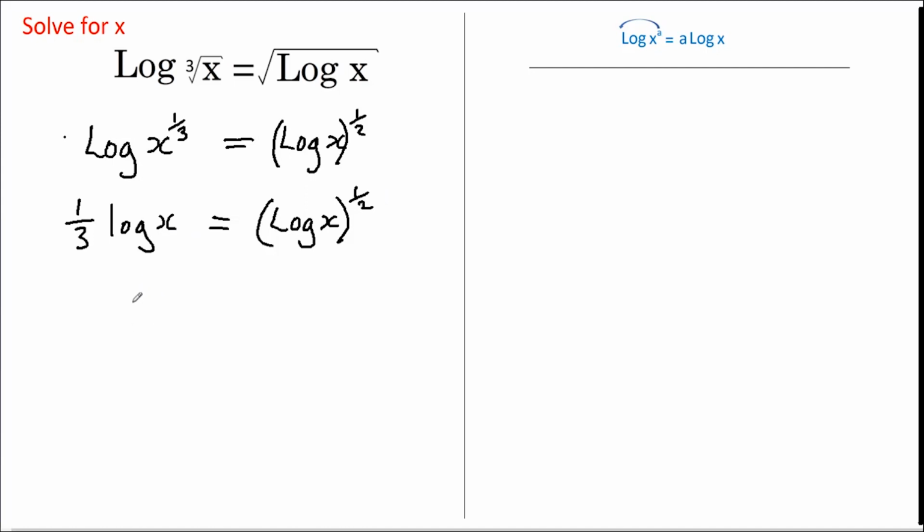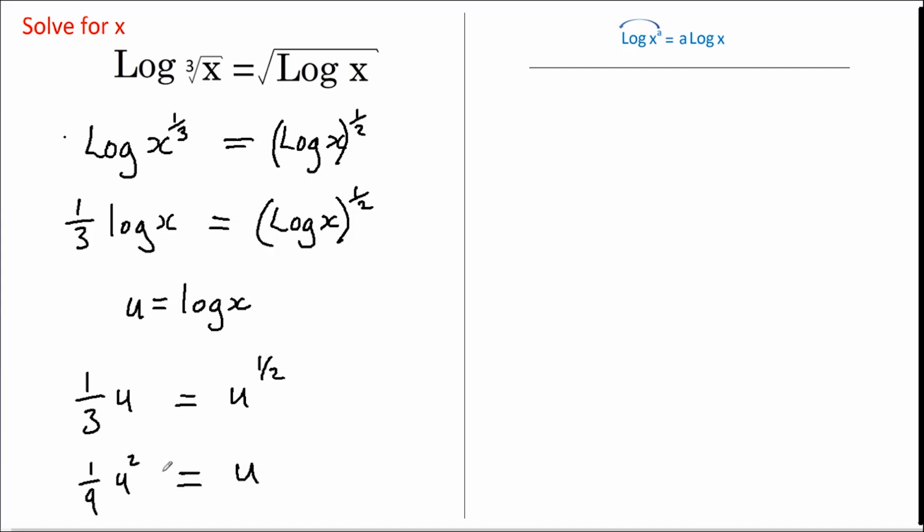Now, just to simplify things, I'm going to use a substitution of u to mean log x. That way I don't have to keep on writing log x down all the time. So just rewriting this, we've now got 1/3 of u equals u to the half. And I want to get rid of this u to the half, so let's square this, and that just becomes u, and let's square this, so that becomes 1/9 u squared.